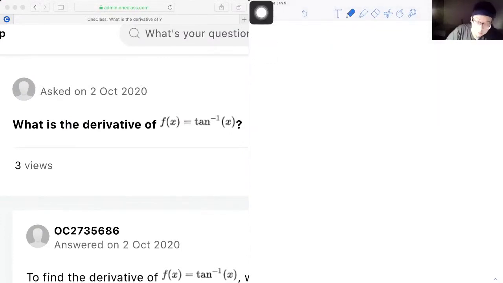So the first question is asking us, what is the derivative of f(x) equals inverse tangent x?